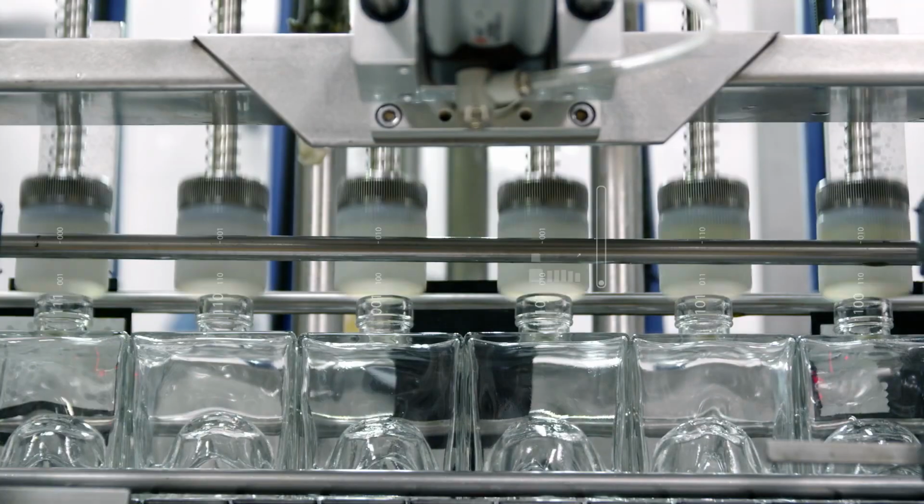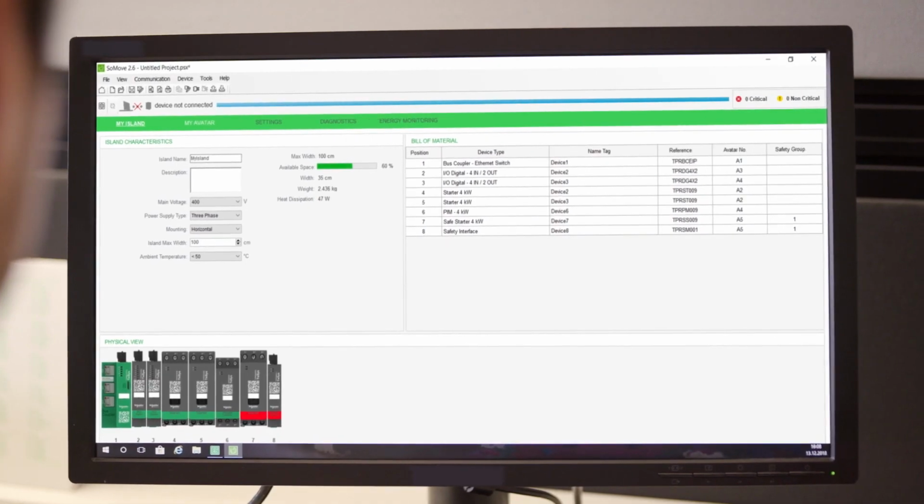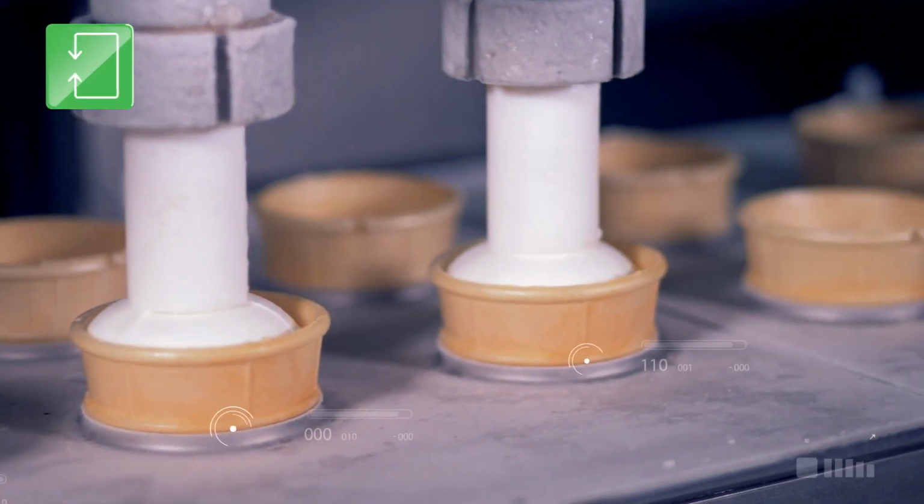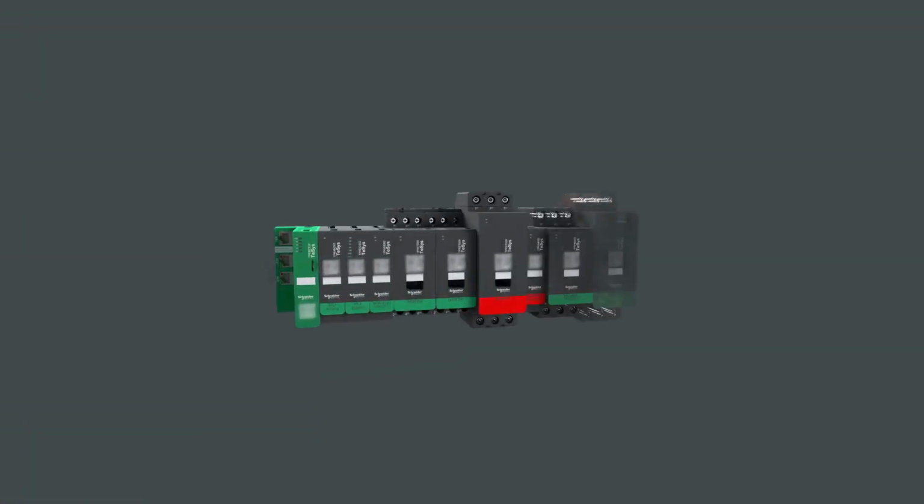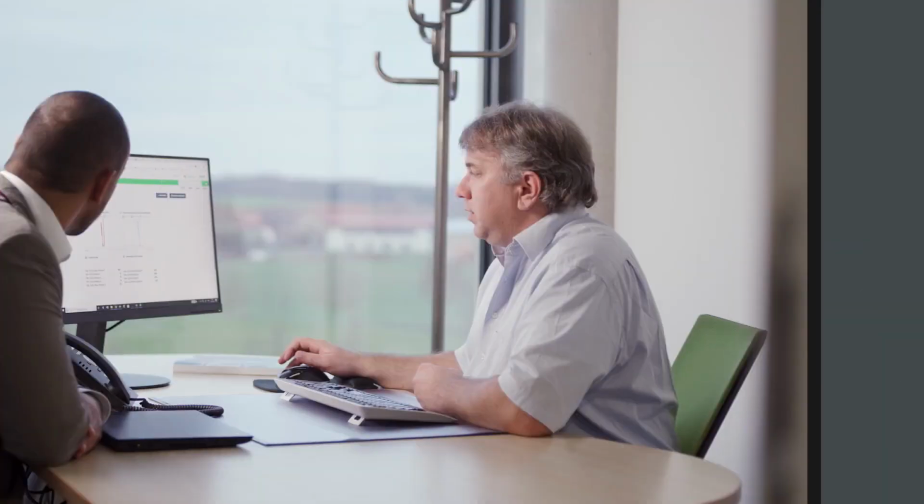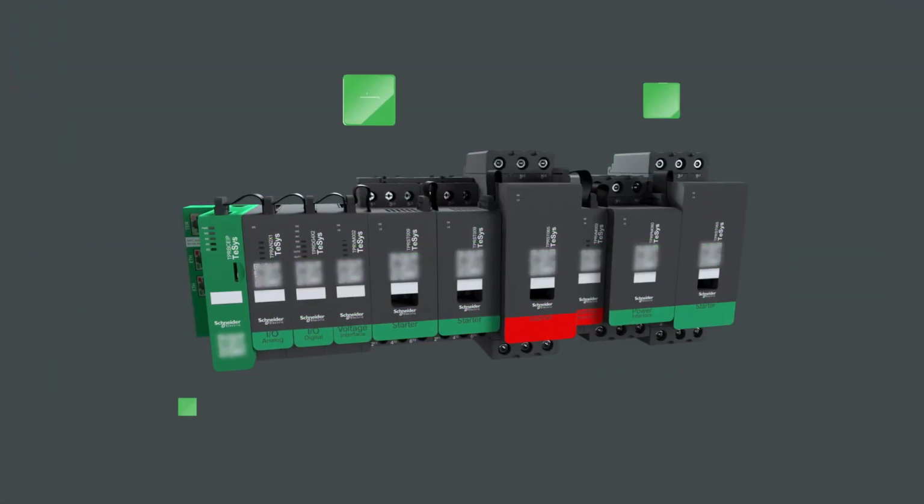Let's do something for machine builders. Let's do something about how load management systems are designed for more efficiency and more reliability. Let's do something innovative. Introducing the TeSys Island Digital Load Management System. Engineer, build, and deliver machines faster and easier than ever.